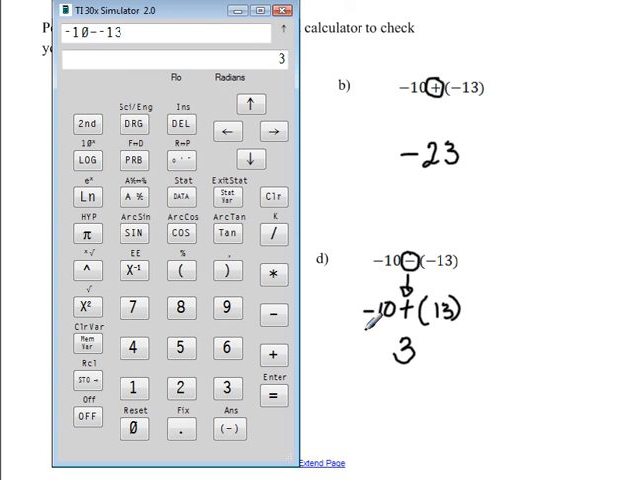Do you remember, when you're doing your check, always check back with the original problem. Don't check the one that you changed, because if you made a mistake when you changed the subtraction to addition, and you check your problem after you've made the error, you're not going to catch your mistake. So always go back to the original problem when you do your check on the calculator.